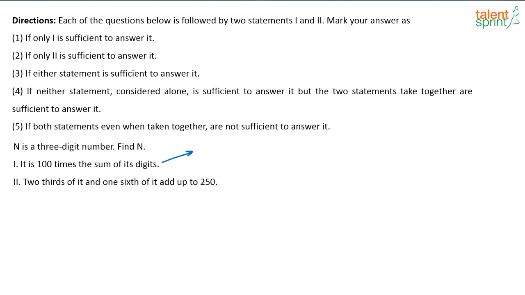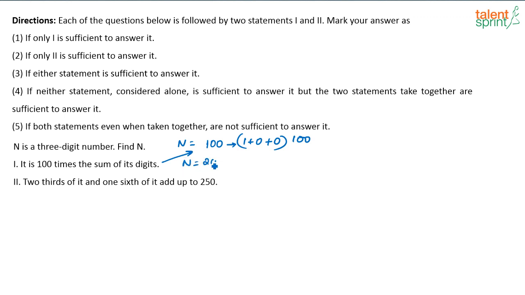If you are taking the first statement alone, what can the number be? The number can be 100, correct? N is equal to 100, and it is nothing but the sum of its digits, 1 plus 0, into 100. Sum of its digits into 100 gives you the number, so it is satisfying both the conditions. So n can be 100.